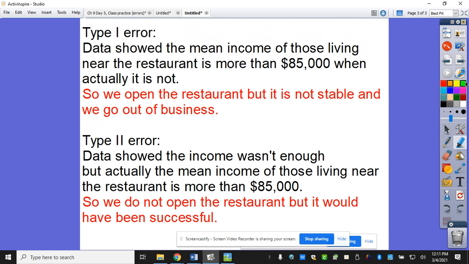So I would suggest tomorrow breaking it down, thinking about it like this, where you've got 2 things. You've got data showed, but what it actually is. And so in this type 1 error, the alternative goes with the first thing. In a type 2 error, the alternative goes with the second thing.